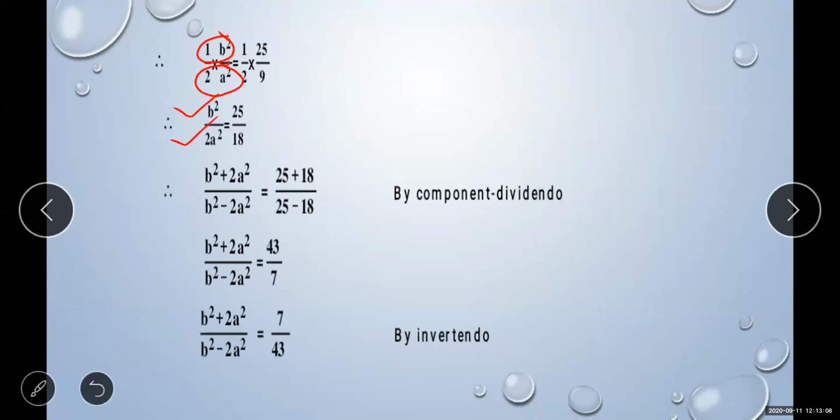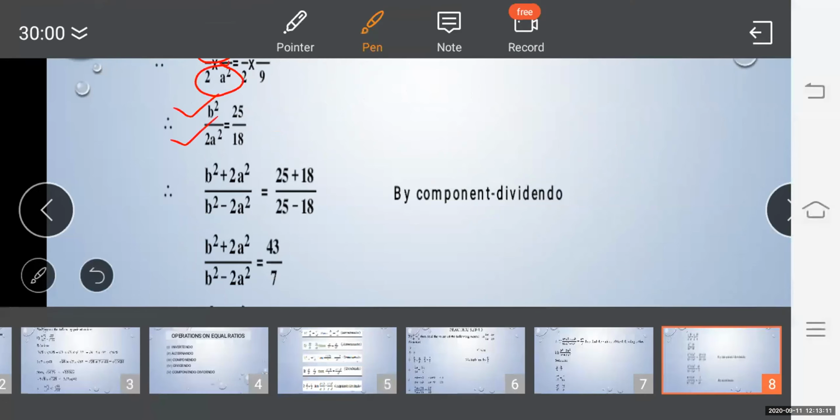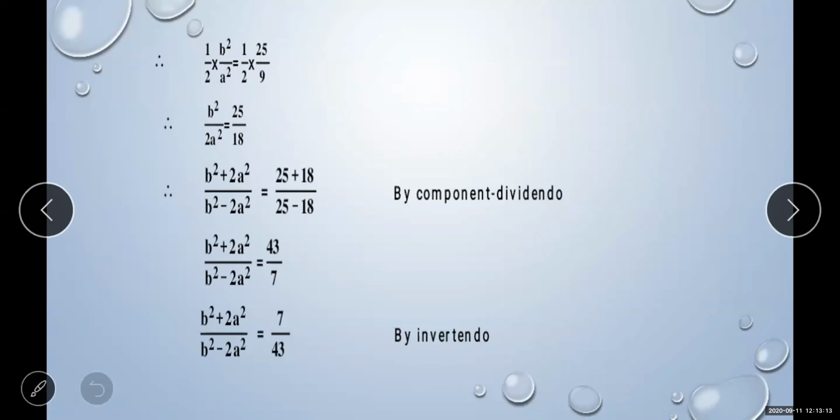The same for the right side. What is the right side? 25 upon 9. Multiply it with 1 upon 2, because we are multiplying the left side by 1 upon 2, so we have to multiply it to the right side also. So what will be the right side? 1 into 25 is 25, 2 into 9 is 18. Now here we got a ratio of B square upon 2A square is equal to 25 upon 18.